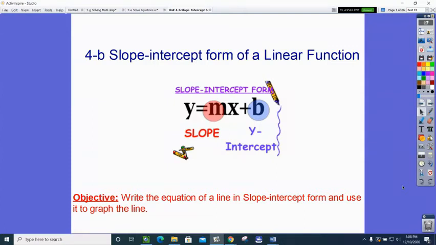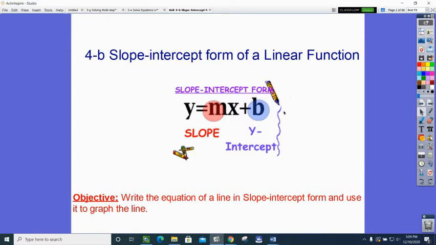So today, we're going to learn our first form of a linear function. There are going to be three. Today, we're going to start with the slope-intercept form of the line. And it literally tells you what's in there. You're going to find the slope, and in this case, the y-intercept. And this little picture here will kind of show you.